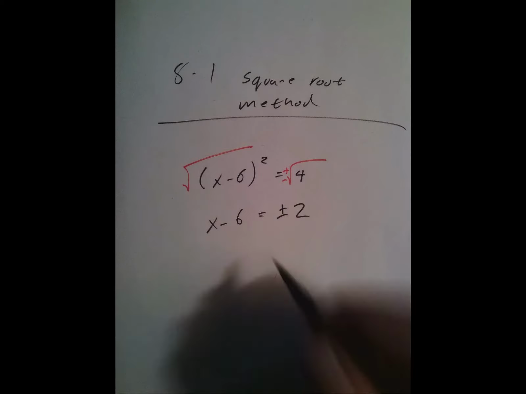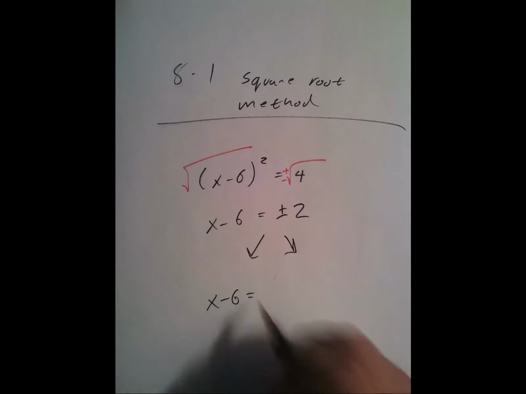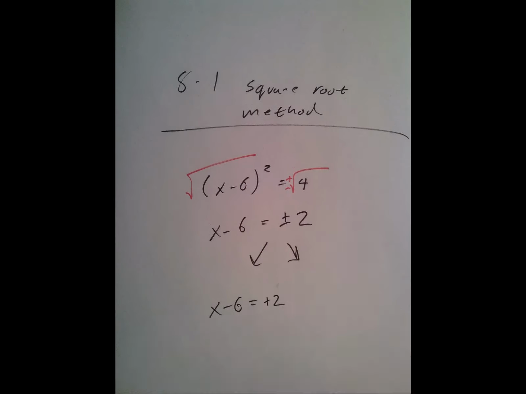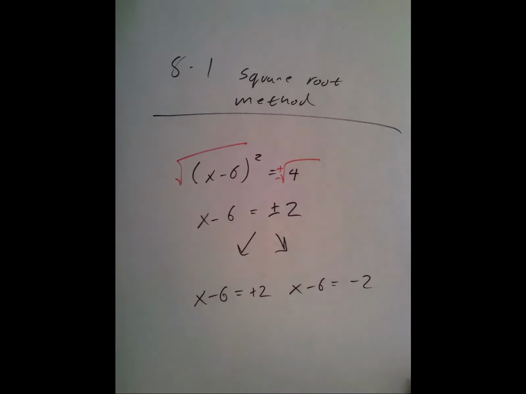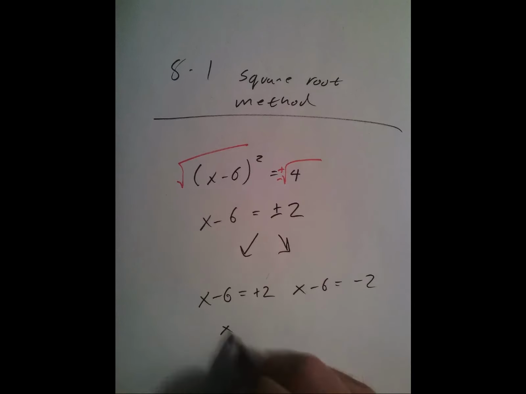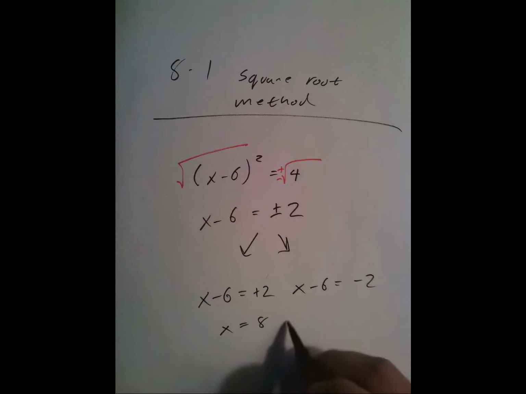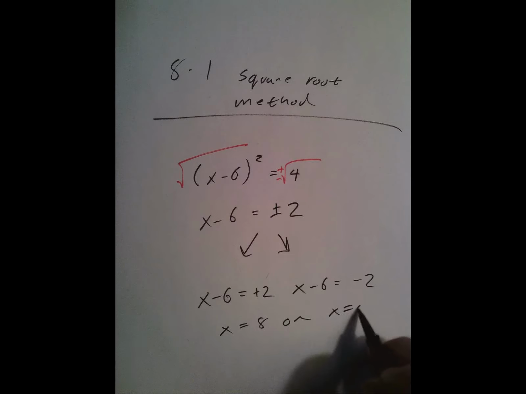So, this now leads to two worlds. One where x - 6 is equal to positive 2, and one where x - 6 is equal to negative 2. And then from there you just have to solve out the problem. So I'm going to add 6 to both sides to get x is equal to 8, or adding 6 to both sides, I'll get x is equal to 4.